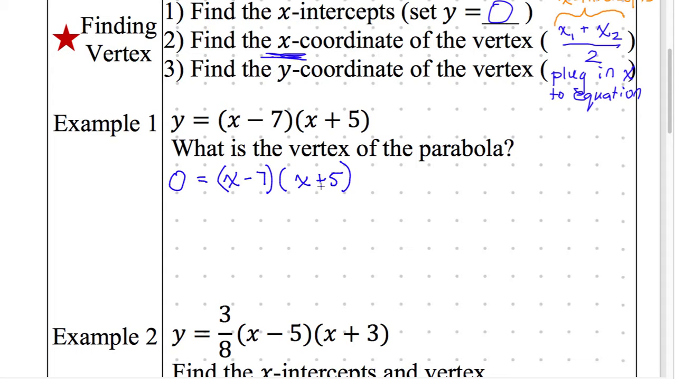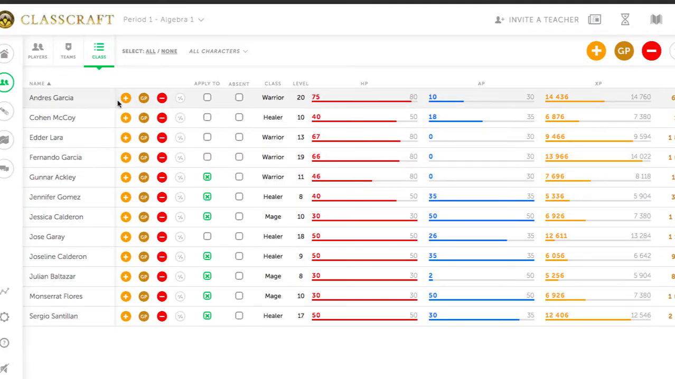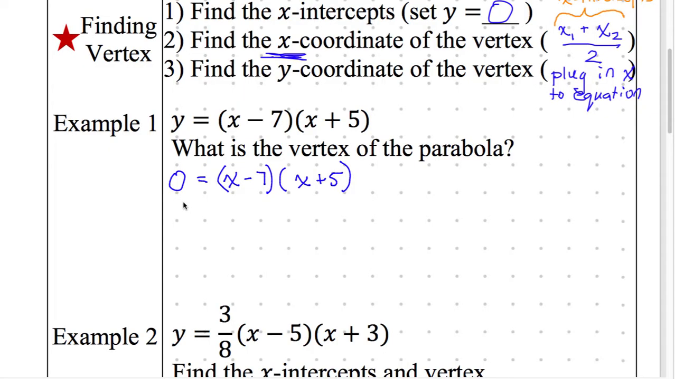What do we do in order to find the x-intercepts after I set y to 0? I see Cohen and Andres, and half of Gunner's hand. What do I do next, Andres? So I'm gonna give it a guess. Okay. And I'm gonna do -7 on both sides. Ooh, good guess, but not quite. That's a good attempt. Yeah, Cohen. Set the 2 factors to 0. Exactly, yeah. Set x minus 7 to 0. Set x plus 5 to 0.